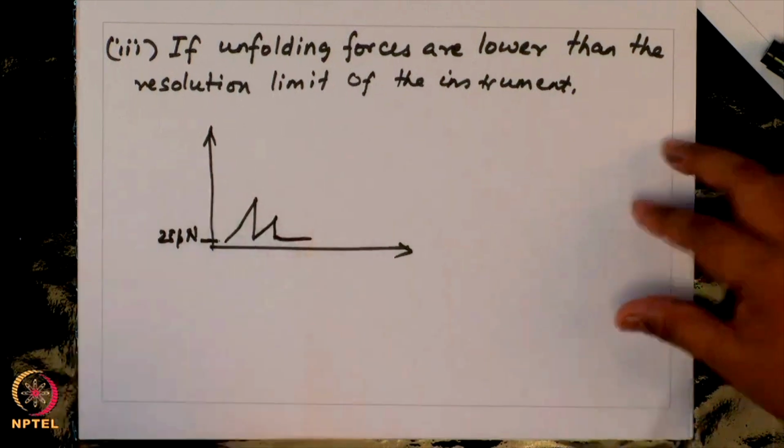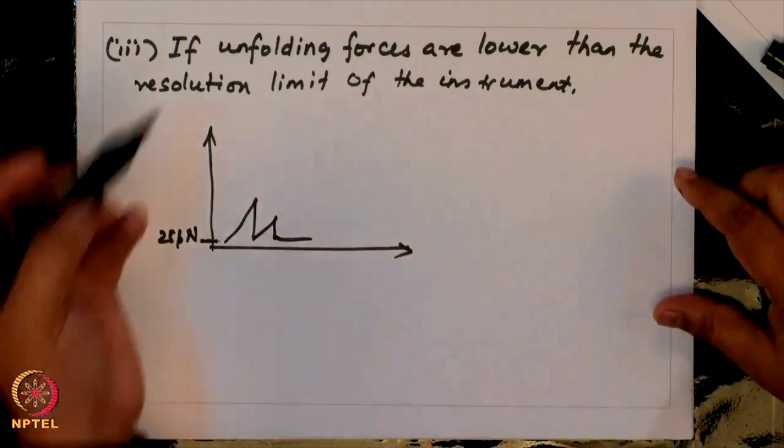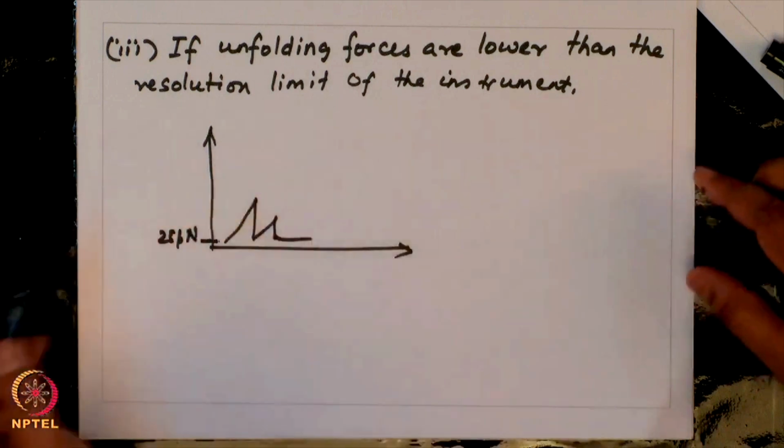In that case, you will again see the same thing, you will not even notice. Okay. So, this is the other case where the unfolding forces are very low, then also your instrument cannot detect those forces. But still there is a broad area over which you can still operate and find out what is the unfolding spectra. Okay.